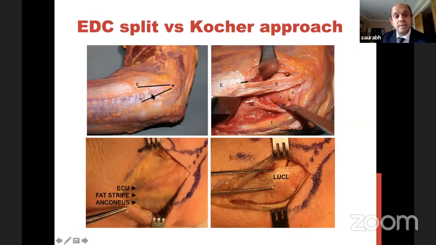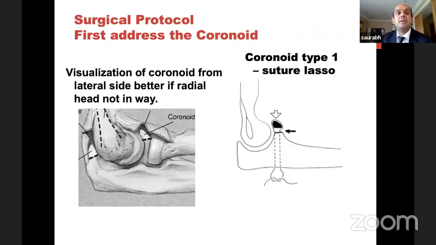So same Kocher's. That's anconeus, that's ECU. This is all like I'm going through half of EDC. So you can see this is EDC. That's your Kocher's. And same anconeus, ECU. And when I've gone through EDC, I've saved LUCL. Now, other important point to remember here is for practical purposes, more often than not, radial head fractures are anterolateral in this half. So with the EDC approach, I'm directly looking at them. So that's another advantage of EDC.